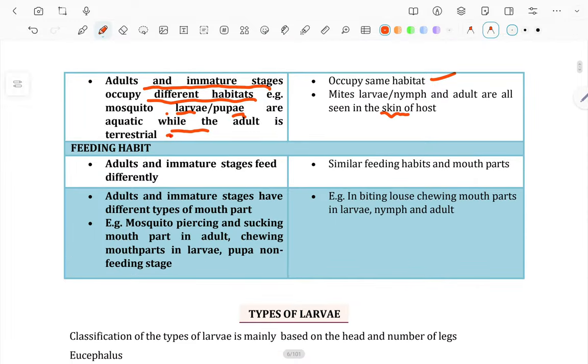Feeding habit. Adult and immature stages feed differently, whereas in incomplete there are similar feeding habits and mouth parts. Adult and immature stages have different types of mouth parts. Example, mosquito has piercing and sucking mouth parts in adult, chewing mouth parts in larva, and pupa is a non-feeding stage.